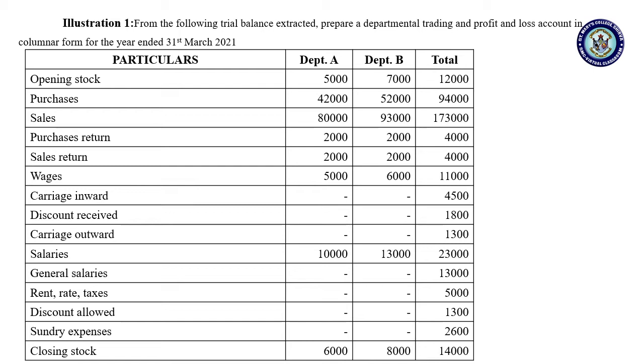When I was explaining the theory, I told you that there are two methods of maintaining the books of account. One is columnar and one is separate. Columnar means in one book, different columns. Separate means it is separately maintained for different departments. Now in one book we are maintaining the departmental information but under different columns.